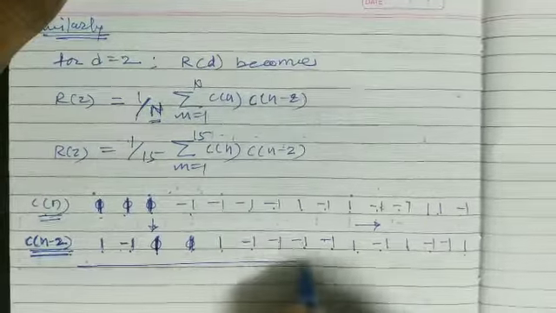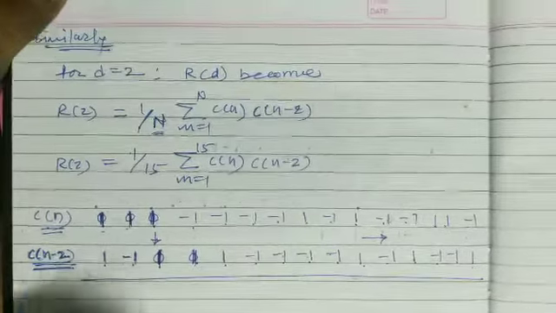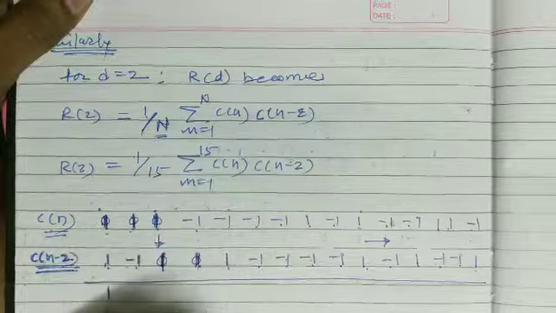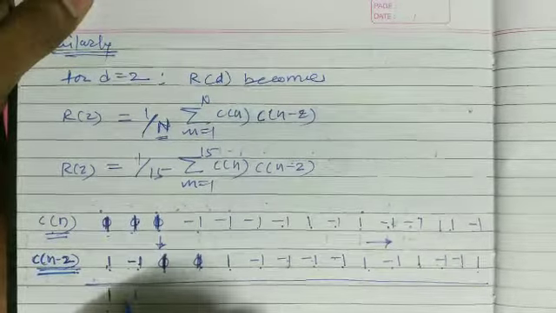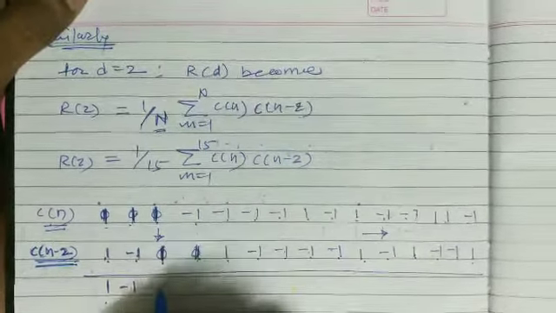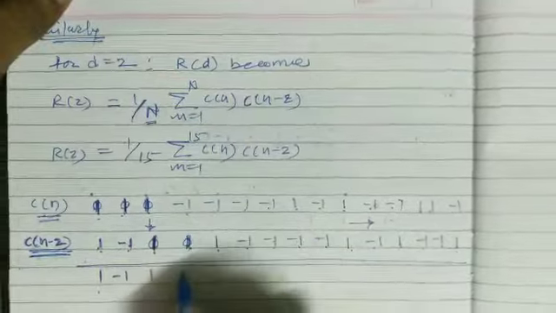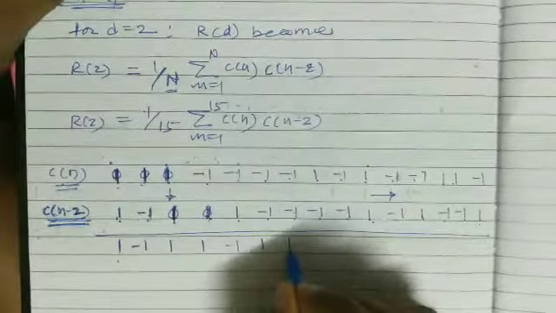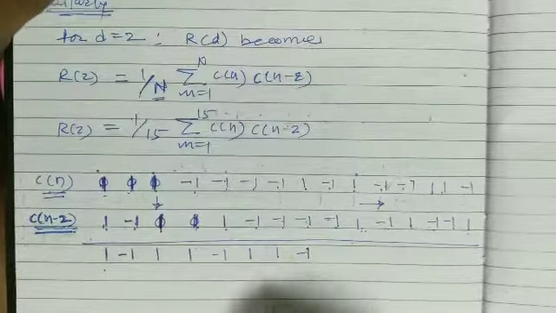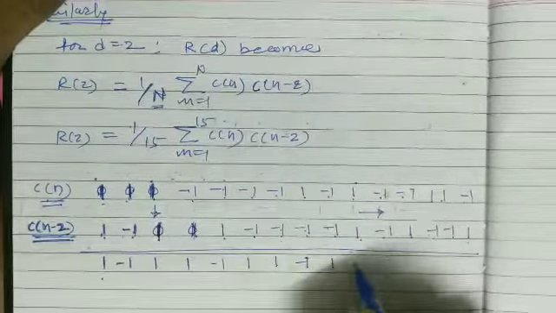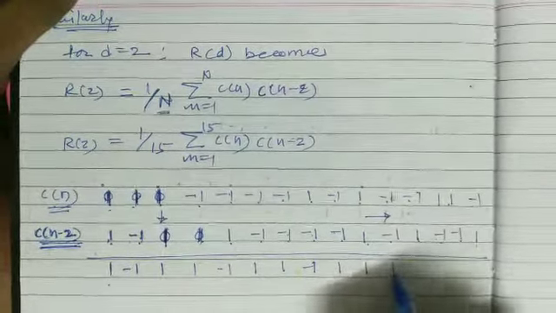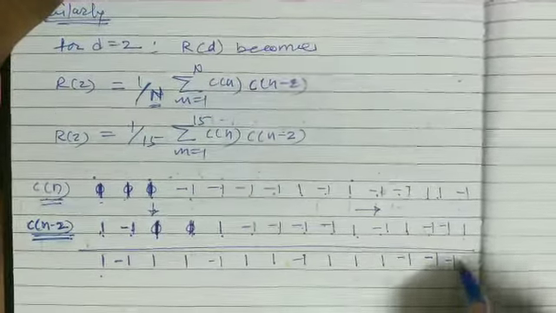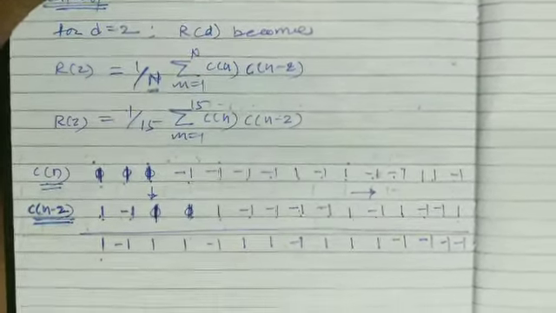If we multiply the C of n with C of n minus 2, here you will get 1 multiplied by 1 we will get 1, 1 into minus 1 we will get minus 1, 1 into 1 we will get 1, minus 1 into 1 we will get minus 1. So here again we will get minus 1, here it is 1 1, here it is minus 1, then again we will get 1, here it is 1, here it is 1, here it is minus 1, here it is minus 1, here it is minus 1, and here it is also minus 1.